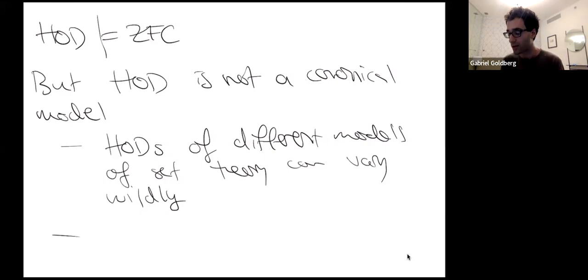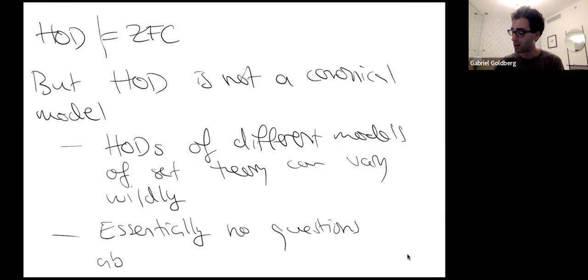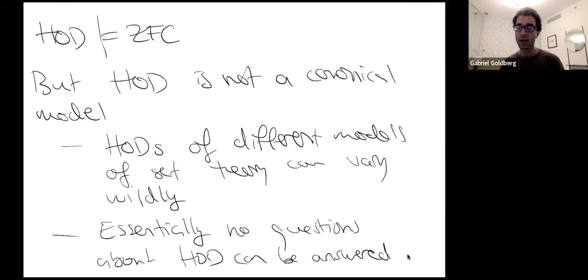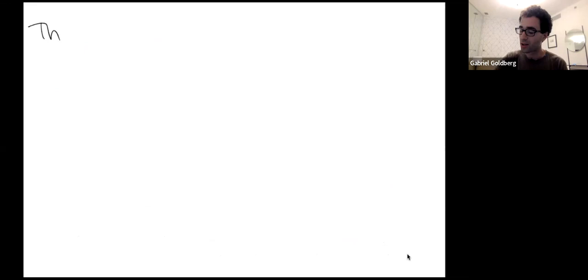And basically for this reason, essentially no questions about the internal structure of HOD can be answered that couldn't already be answered in ZFC. And there's a way one can actually formalize this. I can't remember who this theorem is due to, but it's a great theorem. So I'm sorry to them, but they were working in the 1960s or 70s, so probably they will forgive me, or they won't know that I didn't remember who proved their theorem.